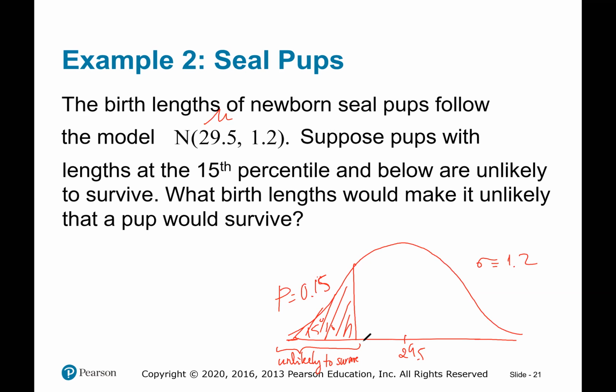So if they say to make it unlikely that a pup would survive, that means we need to figure out what this point is, and then we're going to have the probability of x less than or equal to this big X. So how can we find this letter X here? Let's move to the next page.